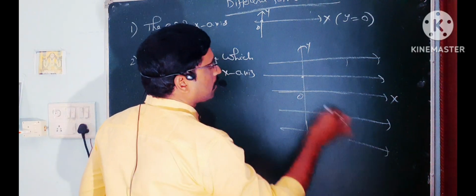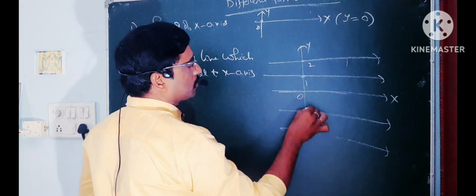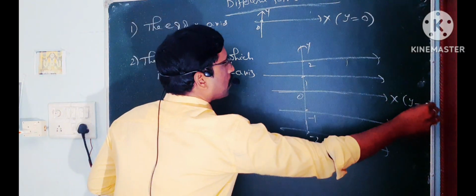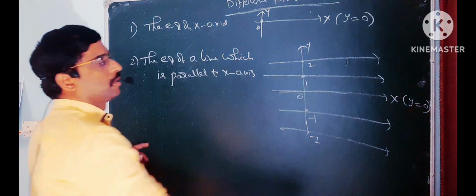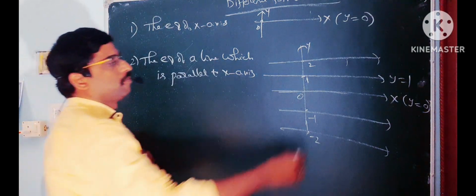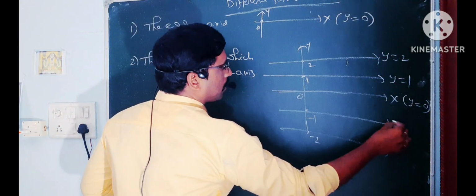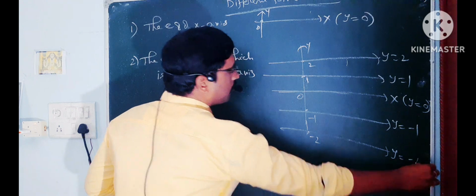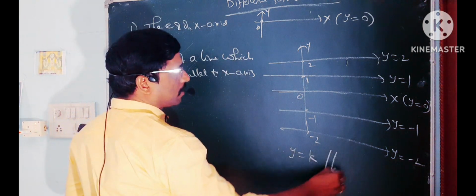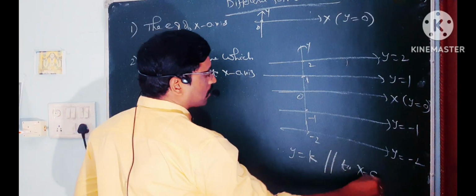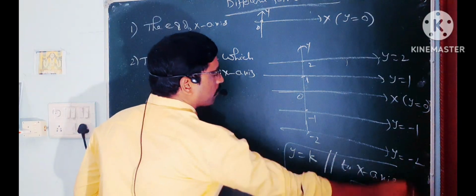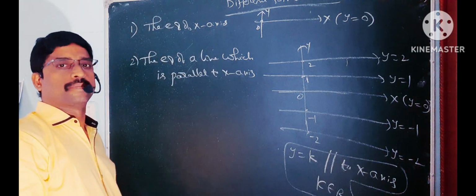Okay. Here this is 1, like let us take this is 2, this is minus 1, minus 2. So this is y is equal to 0. It is passing through 0, 0. This is y is equal to 1. It is passing through 0, 1. Y is equal to 2, this line. This line y is equal to minus 1. This is y is equal to minus 2. Finally, conclusion: y is equal to k is parallel to x-axis, where k belongs to any real number.